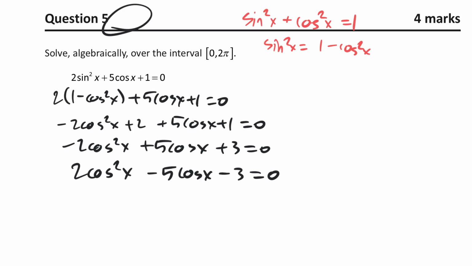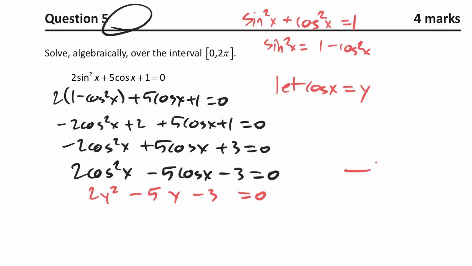And you can do this by doing a substitution. If you don't like seeing so many cosines everywhere, you could say let cos x equal y or something. You couldn't say x because there's already an x. But you could factor this as 2y squared minus 5y minus 3, if that made it easier to look at the factors.